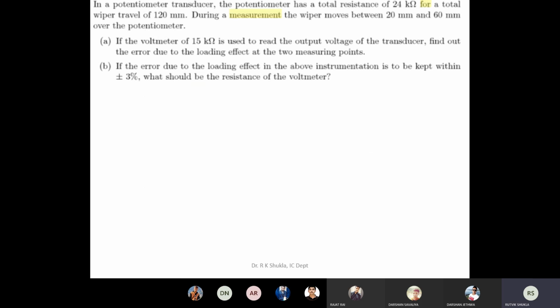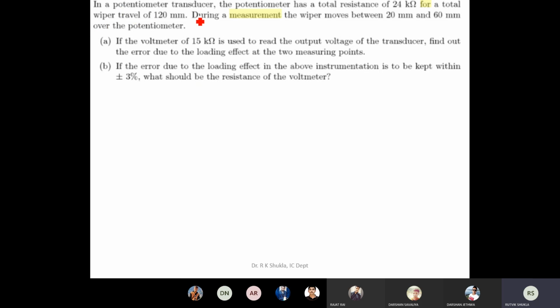Now this is one of the examples which you can go through while studying this particular point. This will give you the idea about how the internal resistance of the voltmeter induces certain error in the entire measurement process. So let's see what this particular example means.